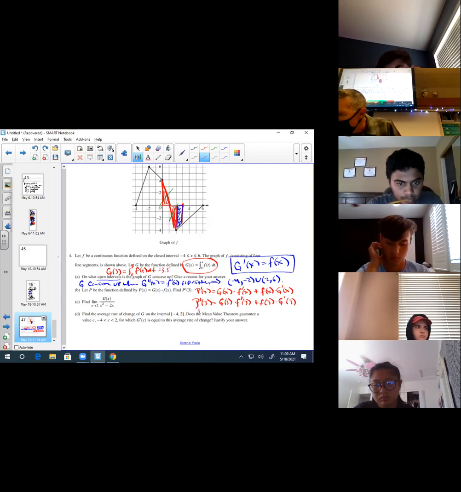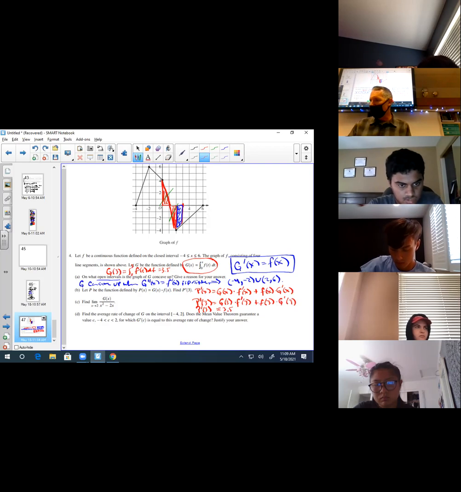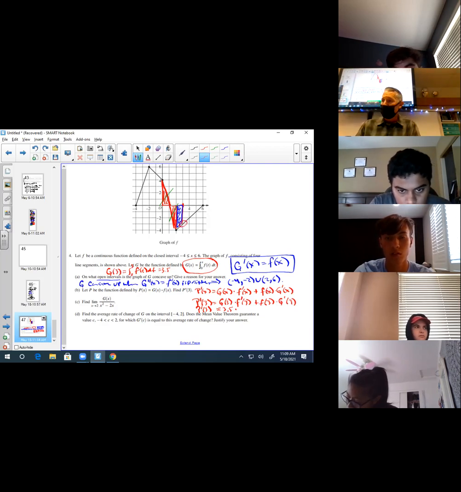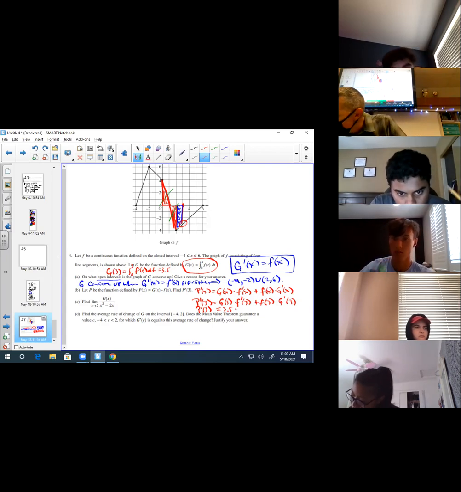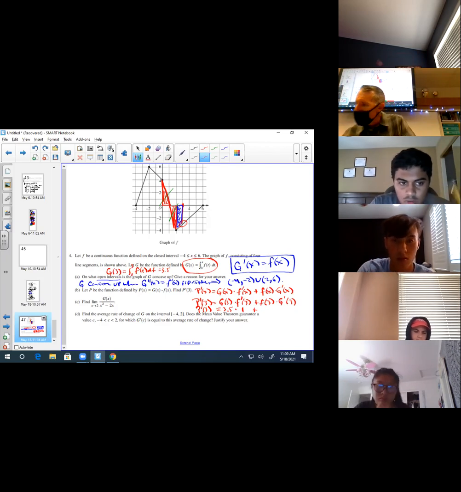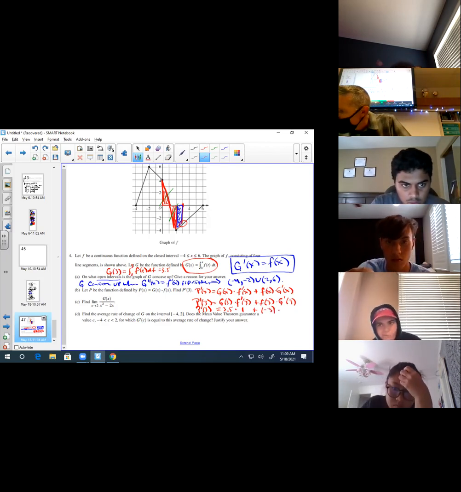Okay, so P prime of 3. Yes, negative 3.5. Thank you very much, because it lies below the x-axis, so it's negative 3.5 times f prime of 3. F prime of 3 is the rate that f is changing at t equals 3. So what is that? 1. Plus f of 3. What's f of 3? Negative 3 times g prime of 3.